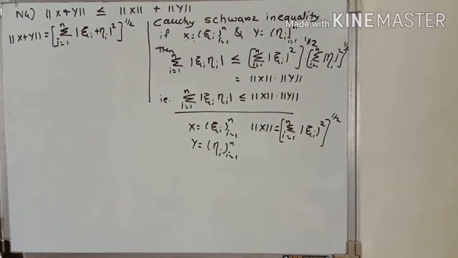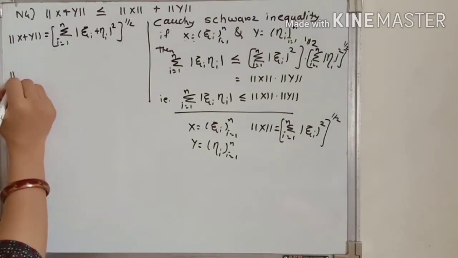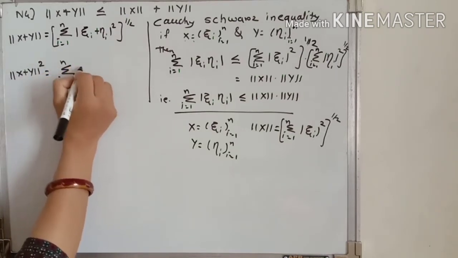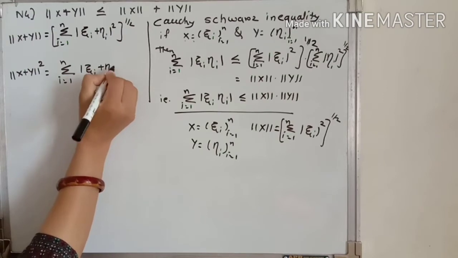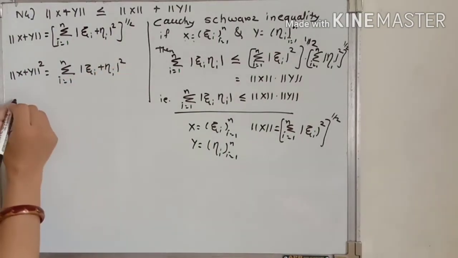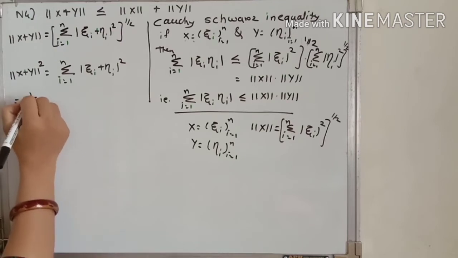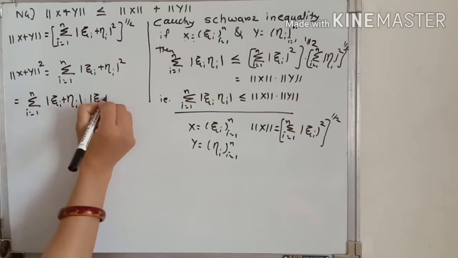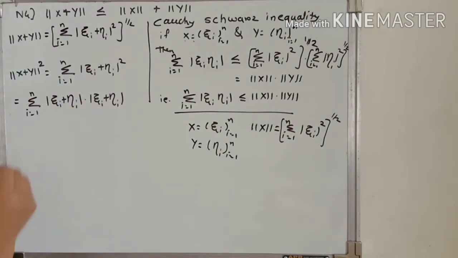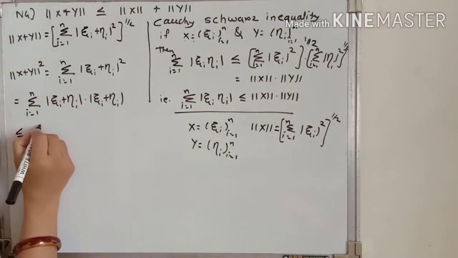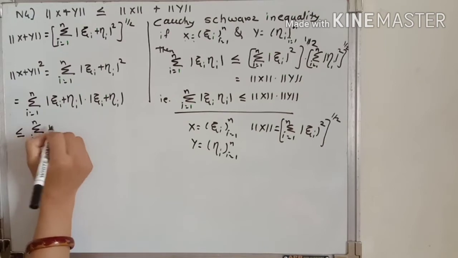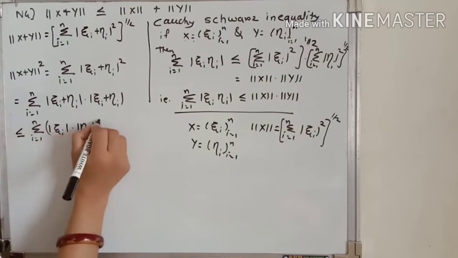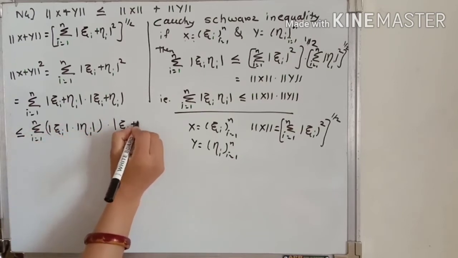Now taking the square on both sides, we get that norm of x plus y squared equals the summation i running from 1 to n of mod of ξᵢ plus ηᵢ squared. That is equal to the summation i running from 1 to n of mod of ξᵢ plus ηᵢ into mod of ξᵢ plus ηᵢ. This is less than or equal to the summation i running from 1 to n of mod of ξᵢ into mod of ηᵢ into mod of ξᵢ plus ηᵢ.